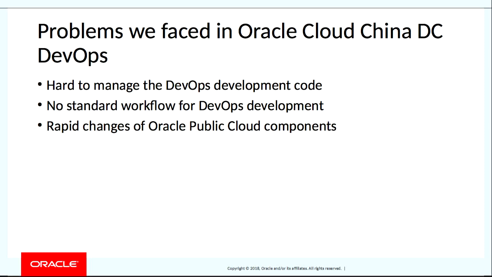What problems have we faced in our Oracle Public Cloud China Data Center DevOps? Actually, we have faced many problems earlier. First, it's hard to manage the DevOps development code. We have developed a lot of scripts to run our daily jobs, but as the code base increased, it's hard to manage and hard to trace the bugs. So we need a tool to manage our scripts.